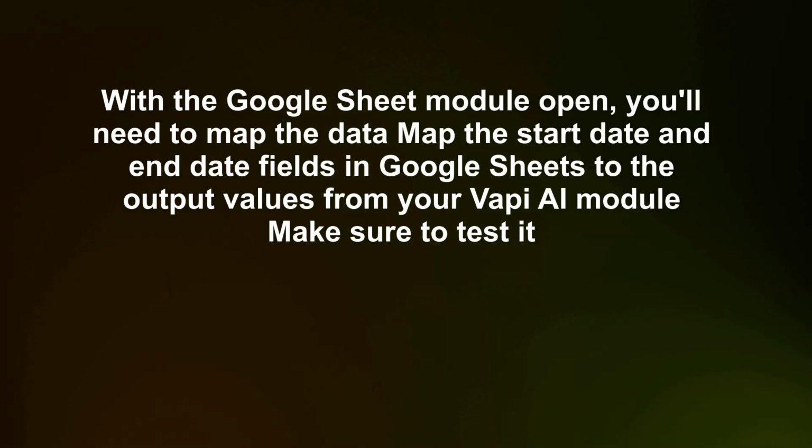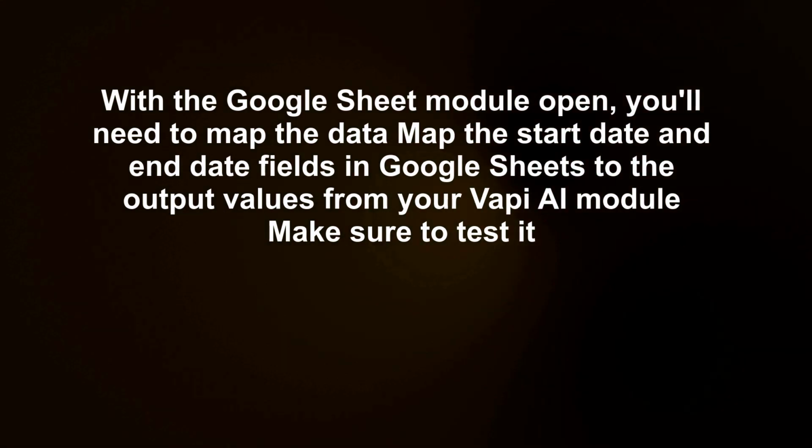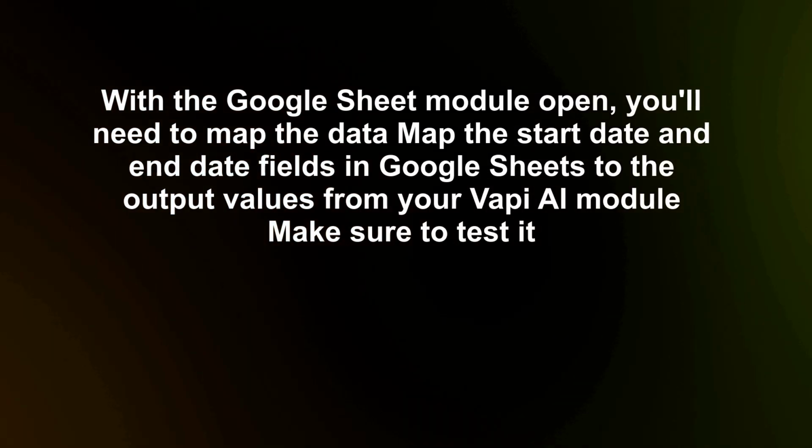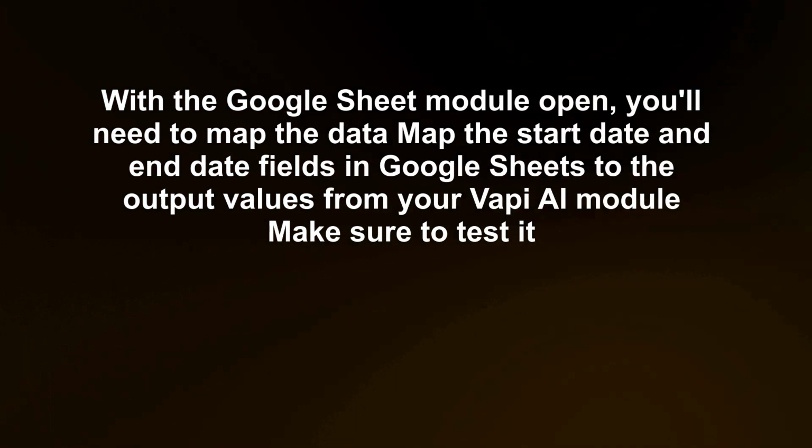With the Google Sheet module open, you'll need to map the data. Map the start date and end date fields in Google Sheets to the output values from your Vapi AI module. Make sure to test it.